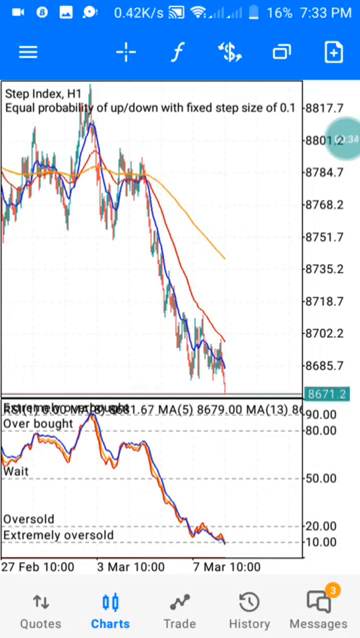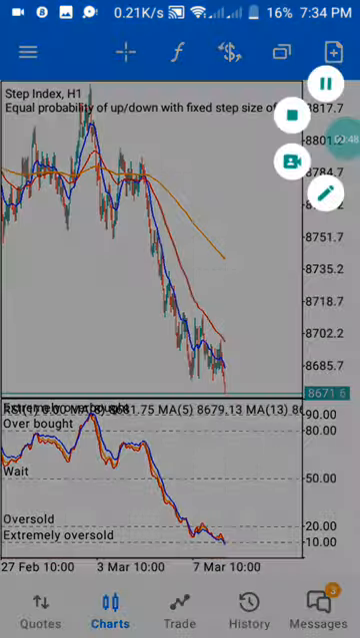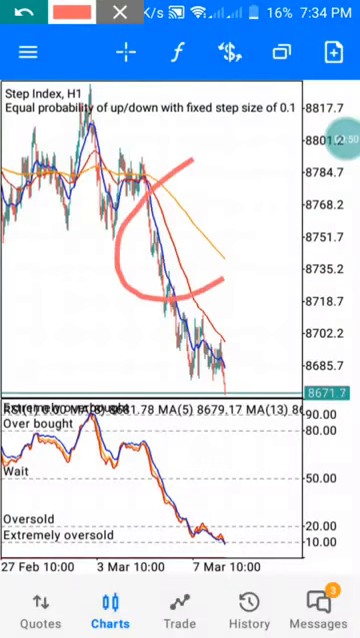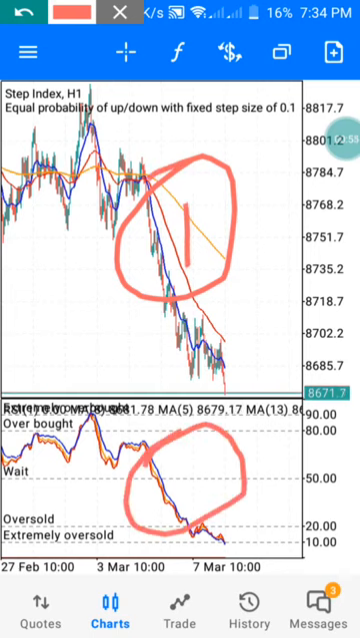As you see, today I'm going to teach you how you can trade only Step Index and make above $200 daily. As you can see, this is my main chart. I have my 1 hour time frame here, and I have my indicator window, which is this.